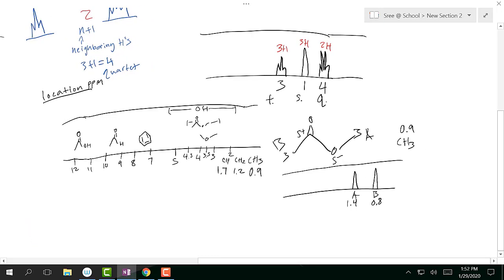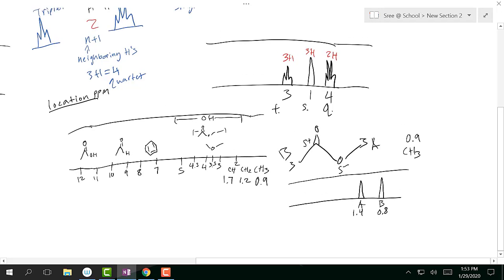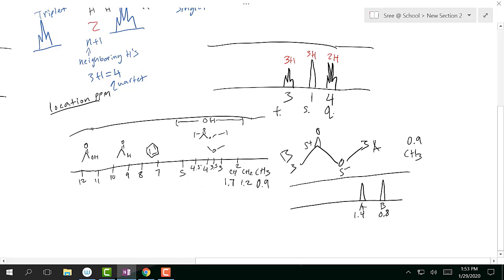Yeah, it's pulling those electrons. All right. Any questions on everything that we covered so far on unique signals, multiplicity, and the location, and shielding and de-shielding? Okay.